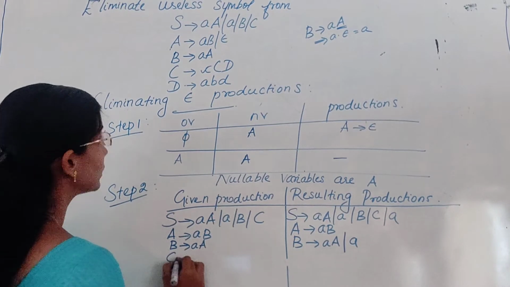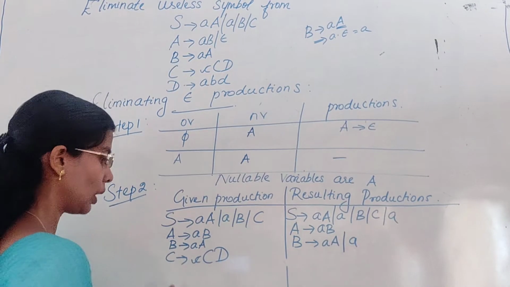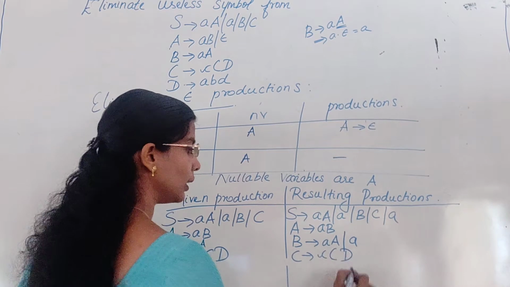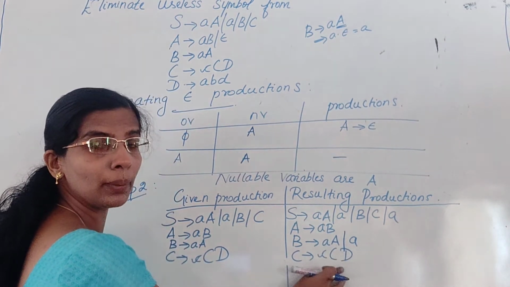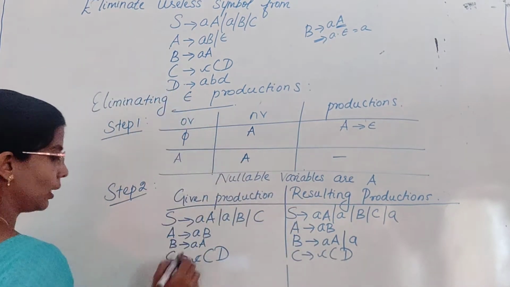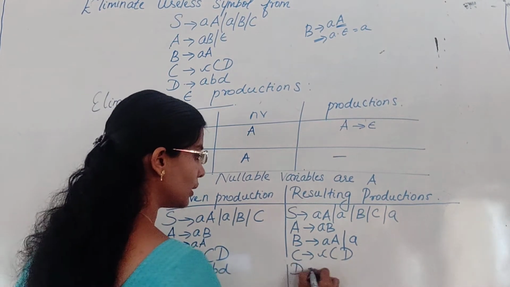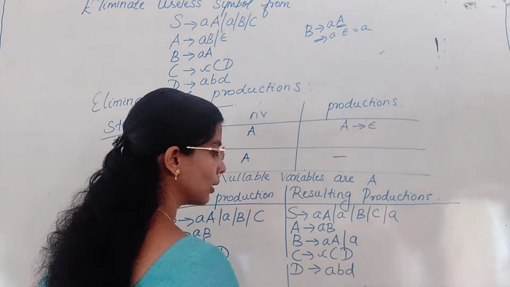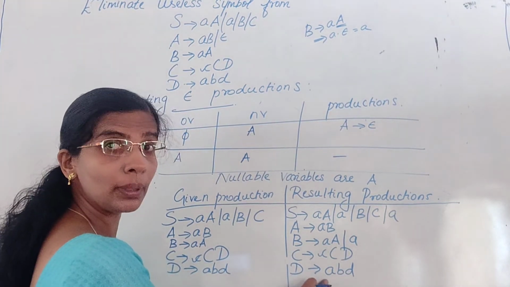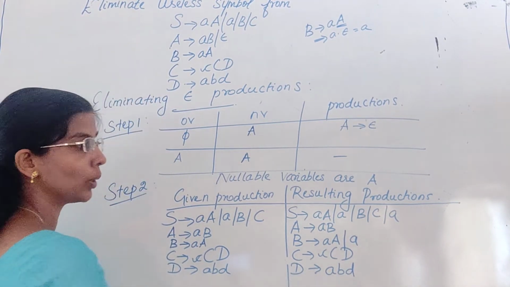Next step. C tends to small c, capital C, D. Is the board visible? Yeah. Right? Copy as it is. C tends to small c, capital C, D. Am I having any A variable in the RHS? No. Right? So I can't do any substitution. Next step. D tends to A, B, D. Copy this. D tends to A, B, D. Am I having any variable A? No. This is not a variable, this is a terminal. Right? Uppercase letters are variables. So I don't have.